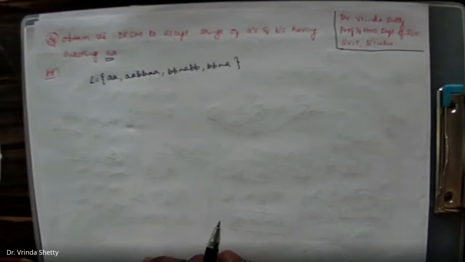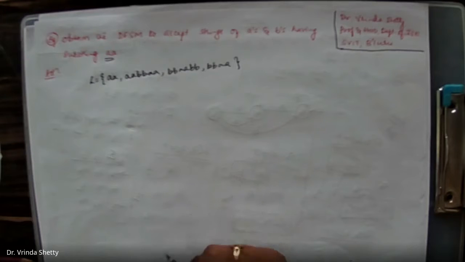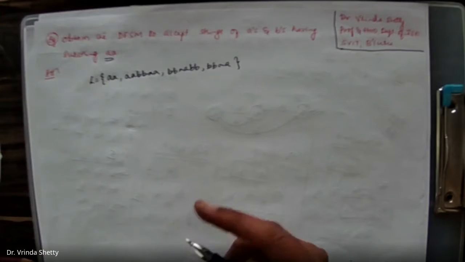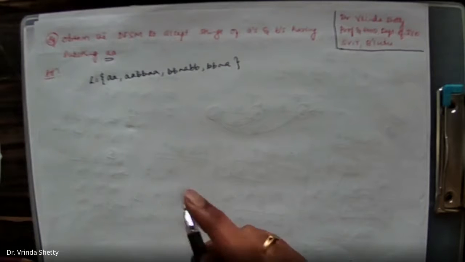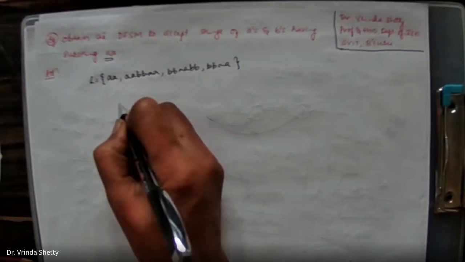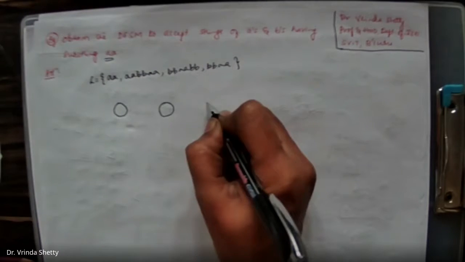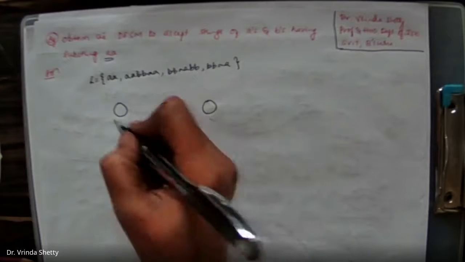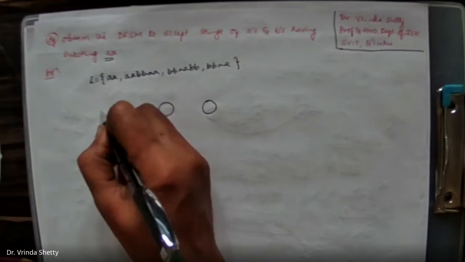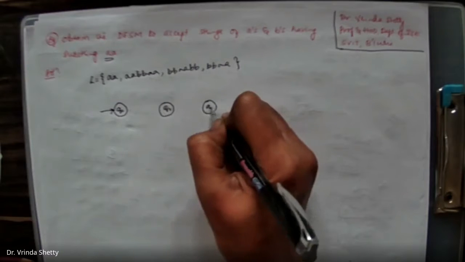As I already discussed in the previous problem, when the minimum length of the string is 2, the minimum number of states required will be 1 more than the minimum length of the string. So here 2 is there, so we'll construct with 3 states: Q naught, Q1, Q2. This is Q naught, the start state, Q1, Q2.